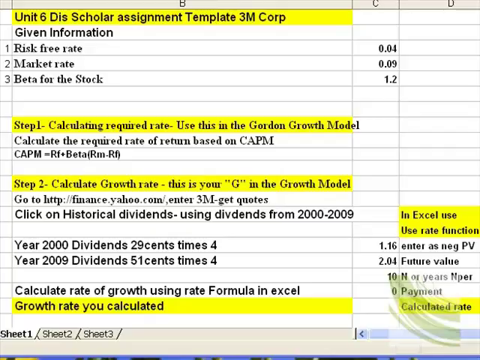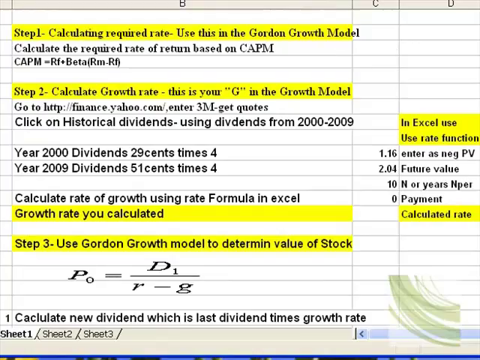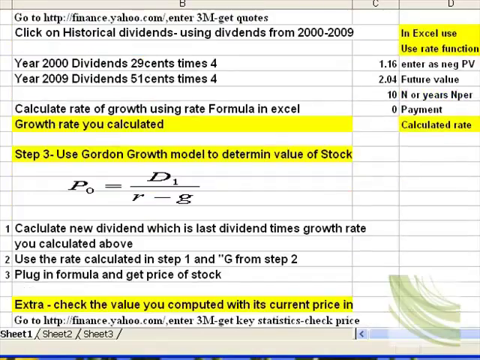So 1.16 is your negative present value, 2.04 is your future value, and the dividends have been given for the period of 10 years. So we are trying to calculate the rate, what was the rate of the dividends, before we can use the formula. And of course the payment is 0, so in Excel you're going to use the rate function. Okay, so with all this information now you can calculate the growth rate.